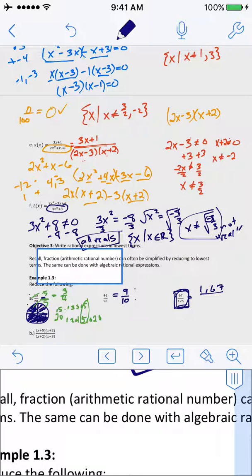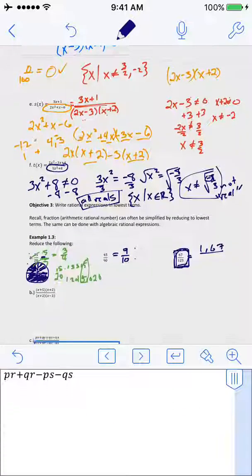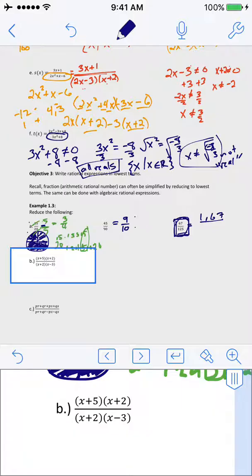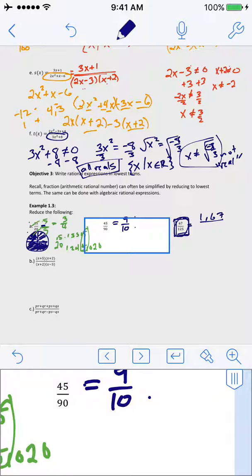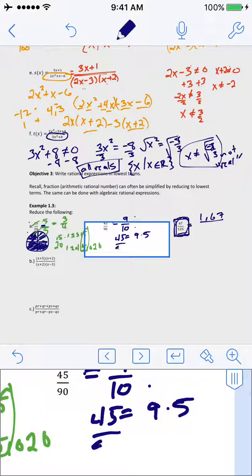That's all for fractions. The same logic, though, applies for rationals. The same exact logic. If they share something in the top and the bottom, then you can cut it out. Another way to think about this one, just before we move on, is if I've got 45, that's the same thing as 9 times 5. And here I've got 90, which is the same thing as 9 times 10.